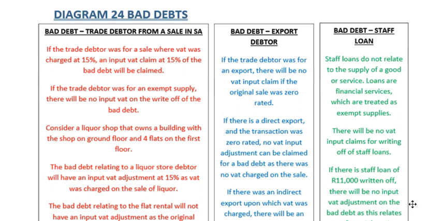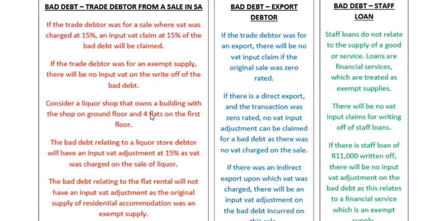And the staff loans are financial services. And what happens with financial services is financial services are exempt. So there was no VAT when you charge the interest, therefore when you write off the interest there's going to be no VAT because it is exempt. So those are the three primary ways of looking at it.